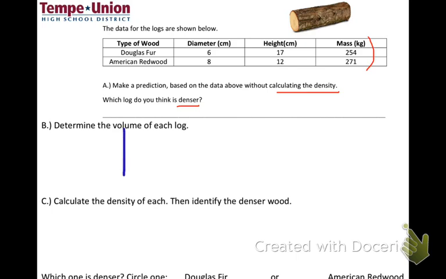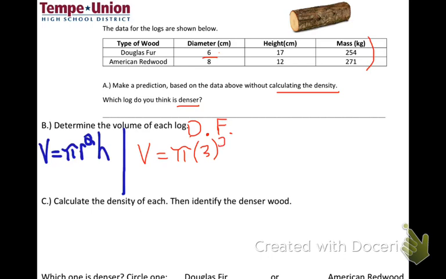All right, now we're going to calculate the volume first of each log. Keep in mind the logs are in the shape of a cylinder, so we can use our formula for a cylinder. Remember when we were doing volume of different objects? The volume of a cylinder is the area of the base times the height. The area of the base is a circle, so it's pi r squared, and then times the height. So let's do the first object, the Douglas fir, the DF. Volume equals pi. The radius of the Douglas fir isn't given, but the diameter is, and we know the radius is half of the diameter. So we're going to say 3, and then we square that.